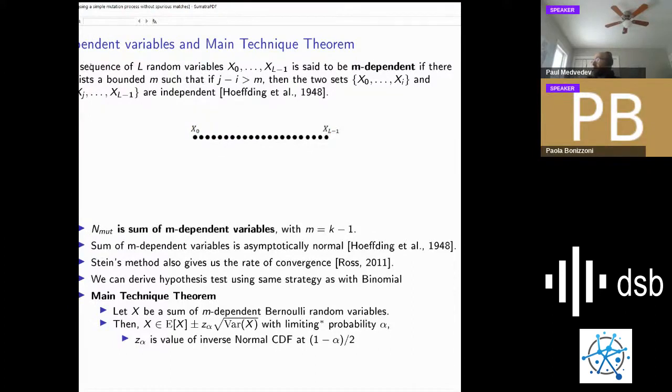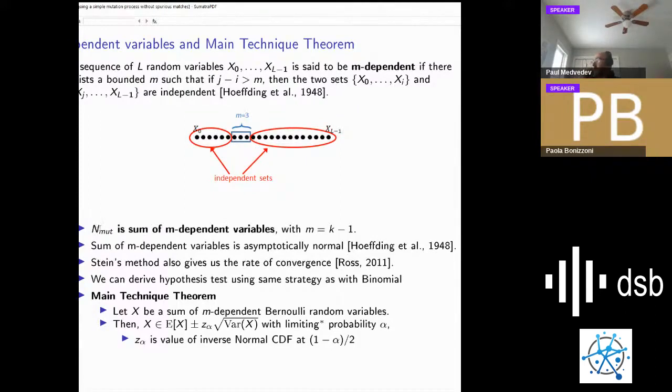So that definition states that a sequence of random variables is said to be M-dependent if there exists a bounded M. So it will have M equals k minus 1, for example. So that if you put this block anywhere in your sequence of kmers or variables here, then the set of xi's on the left and the set of xj's on the right are independent of each other. So all the dependencies are more local, and that's exactly what's happening with nmut.